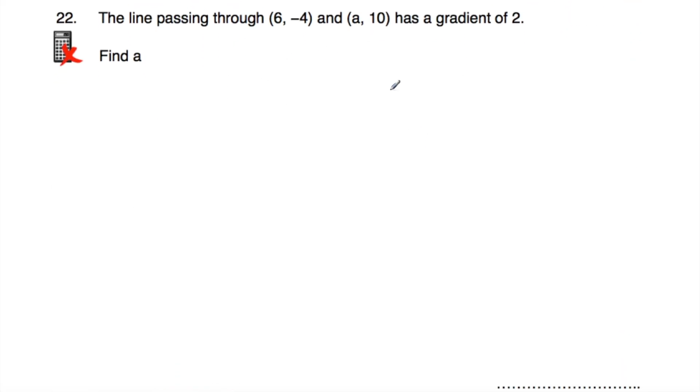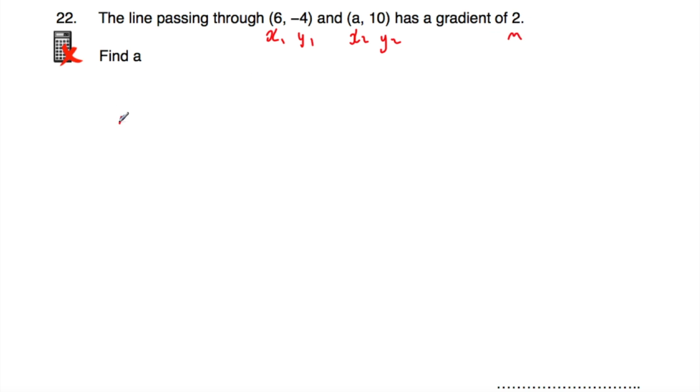Okay, let's look at our next question, question number 22. Question number 22 is quite similar, where we've got a line that passes through the points 6, negative 4 and a, 10, and we're told the gradient of that line is equal to 2, and we've been asked to find a. Okay, so let's label the points x1, y1 and x2, y2. And we know the gradient of the line is equal to 2, so m is equal to 2.